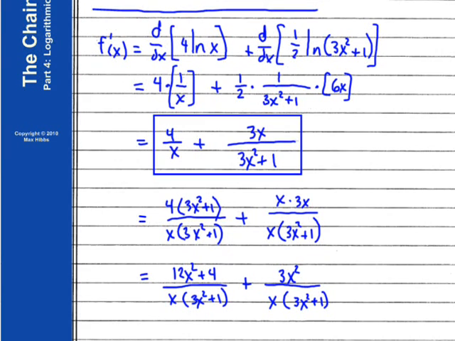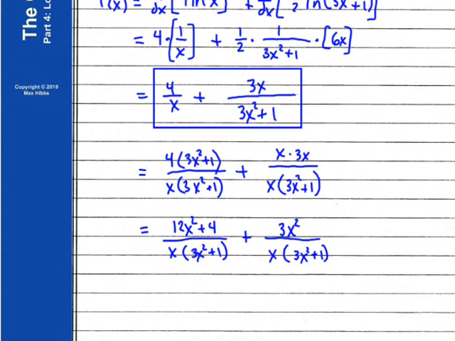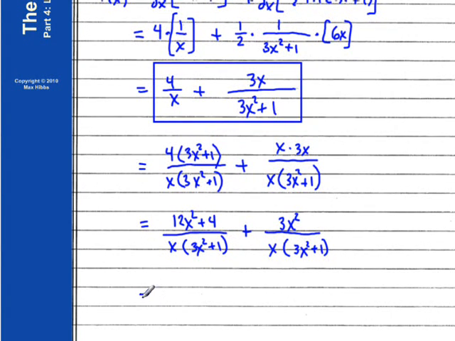Now we're prepared to actually add the fractions together by adding the numerators, and we see that we'll have a 12x squared and a 3x squared added together, so that's going to be 15x squared. And we'll have a plus 4, and of course the denominator is x times 3x squared plus 1.